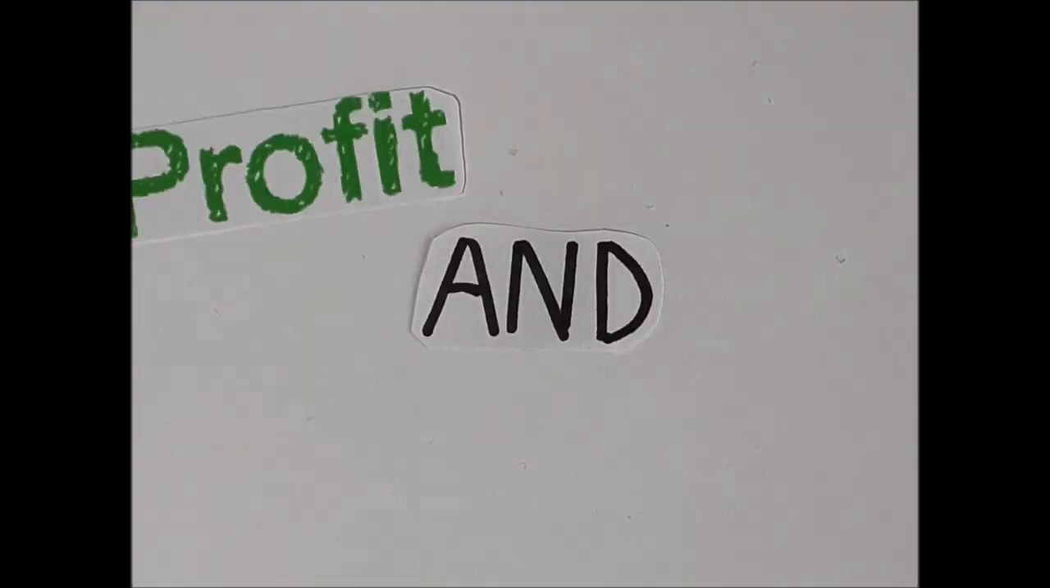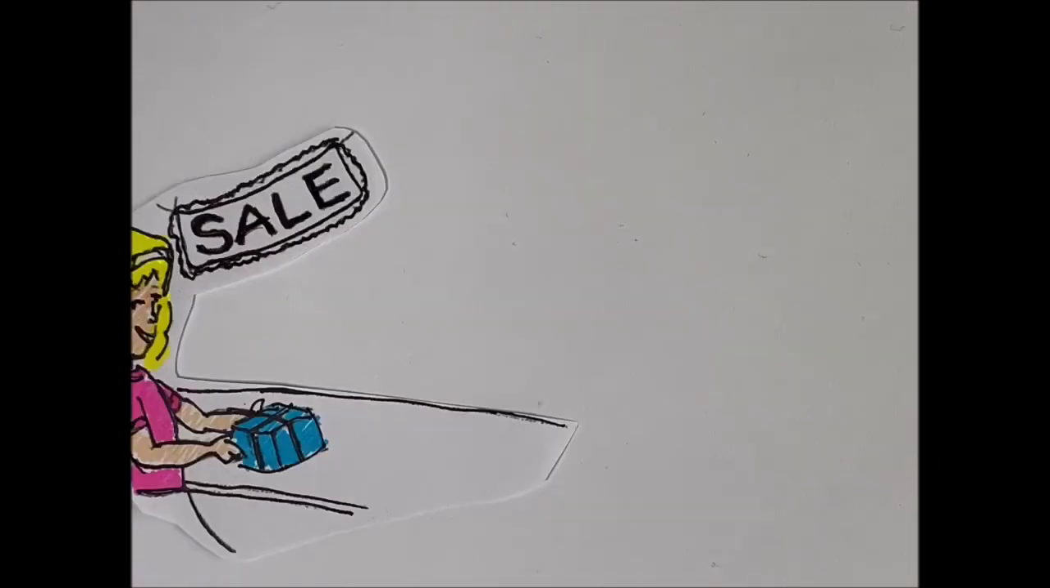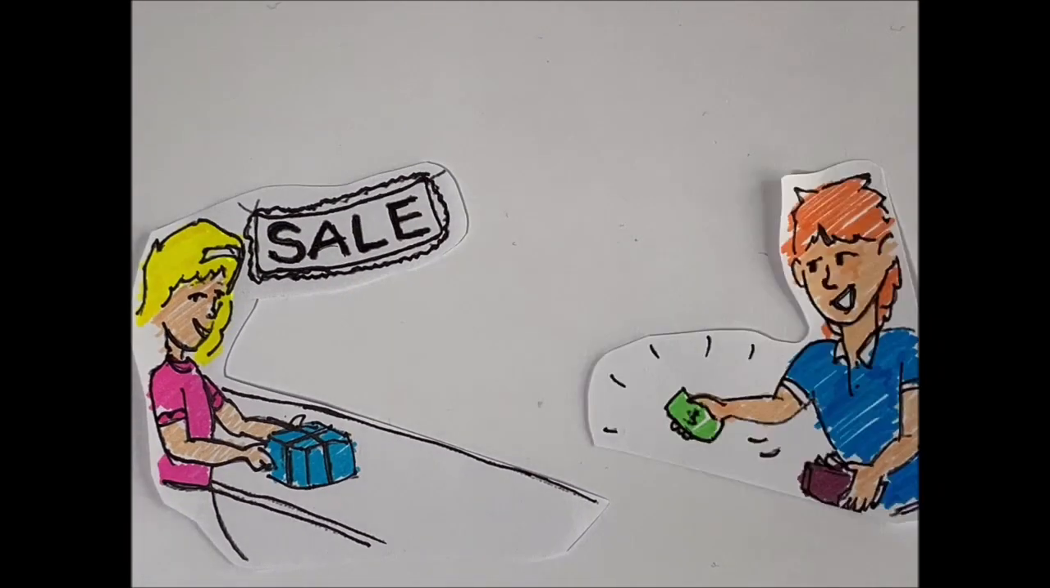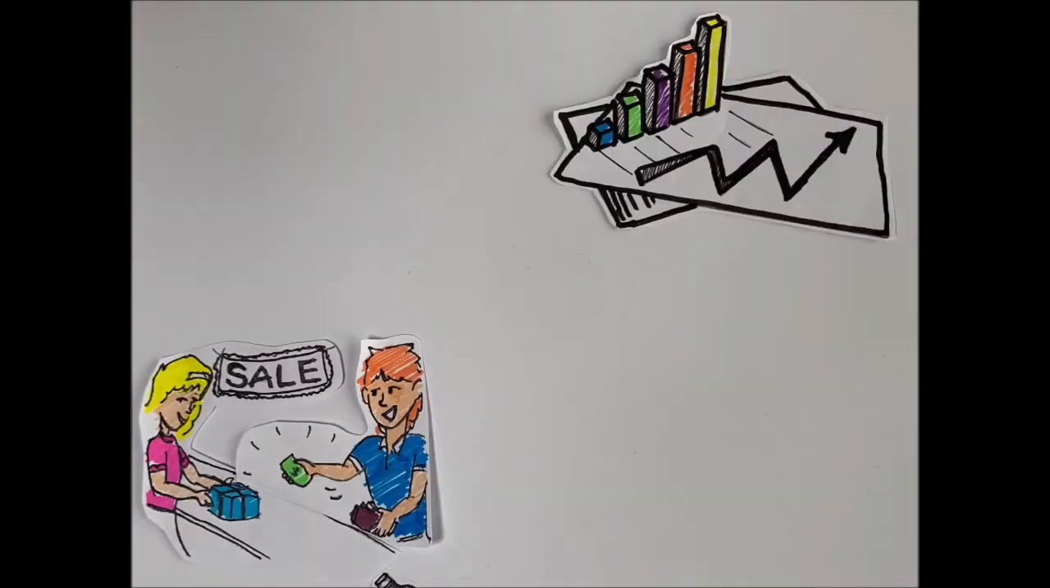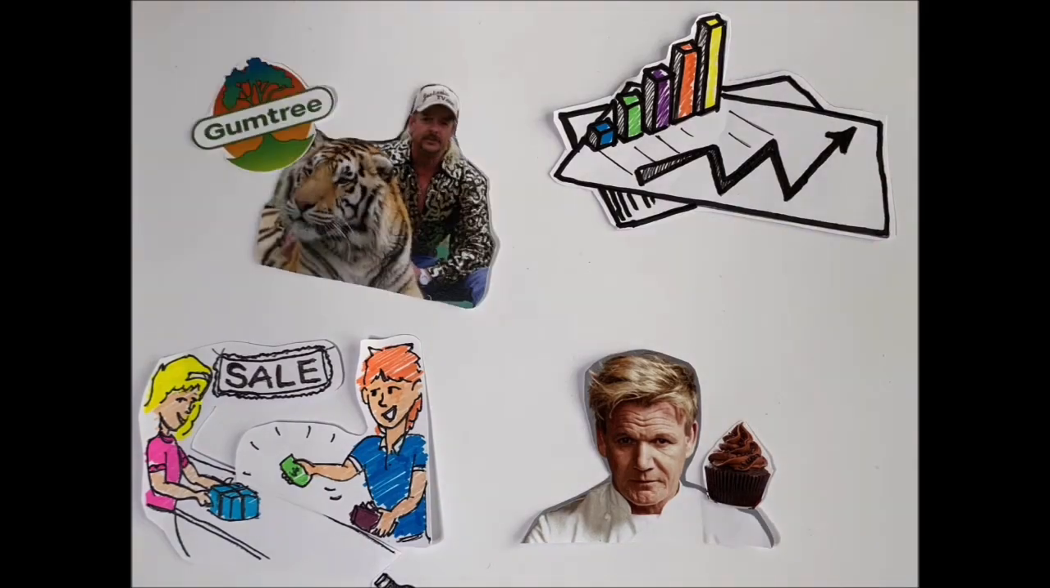Hey there, today we're going to be talking about profit and loss. These two terms are used in financial and business mathematics and are usually associated with buying and selling things. You usually find these terms on financial statements, or even used by a baker selling his cupcakes, or even a dodgy guy in Gumtree selling his tigers. Now back to the baker.